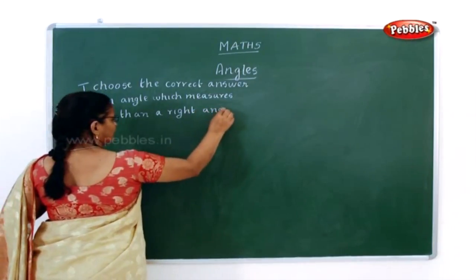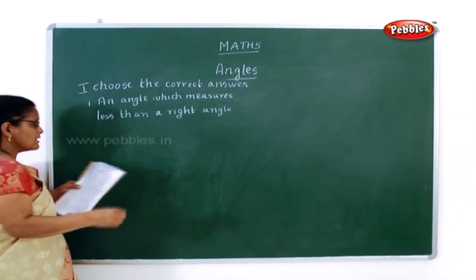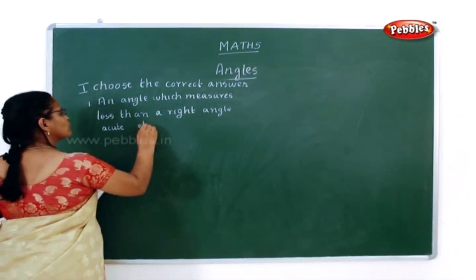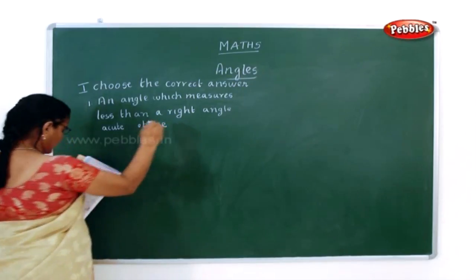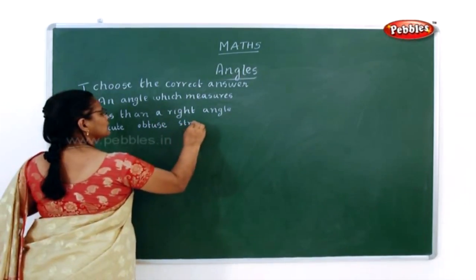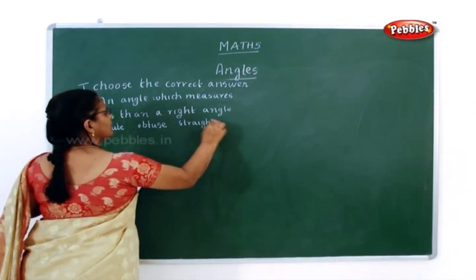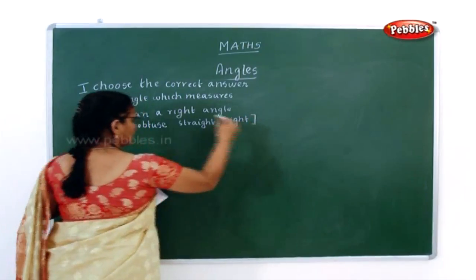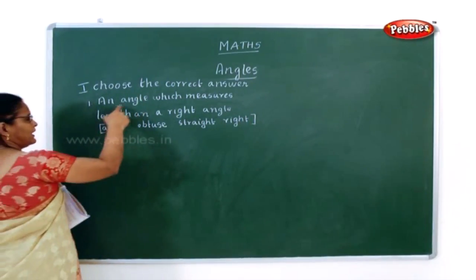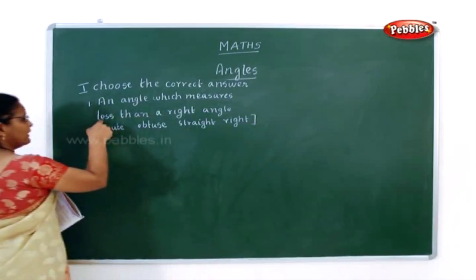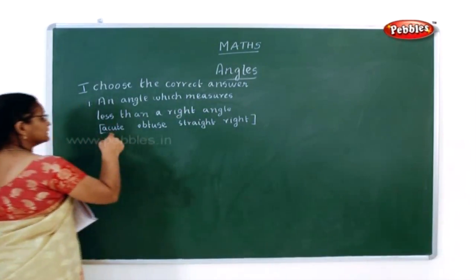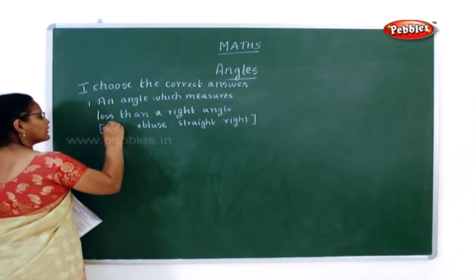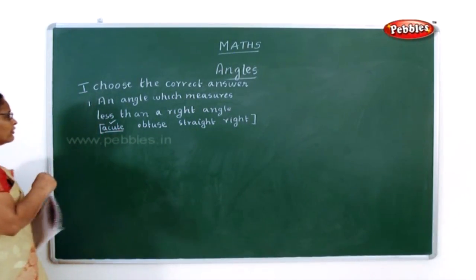Can anyone tell me? There are 4 options given. One is acute angle. The other one is obtuse angle. The third option is straight angle. And the last one is right angle. These are the options given. Now can anyone tell me which is the answer here? An angle which measures less than a right angle. Is it acute or obtuse or straight or right? The answer is acute angle. Acute angle is the right answer.